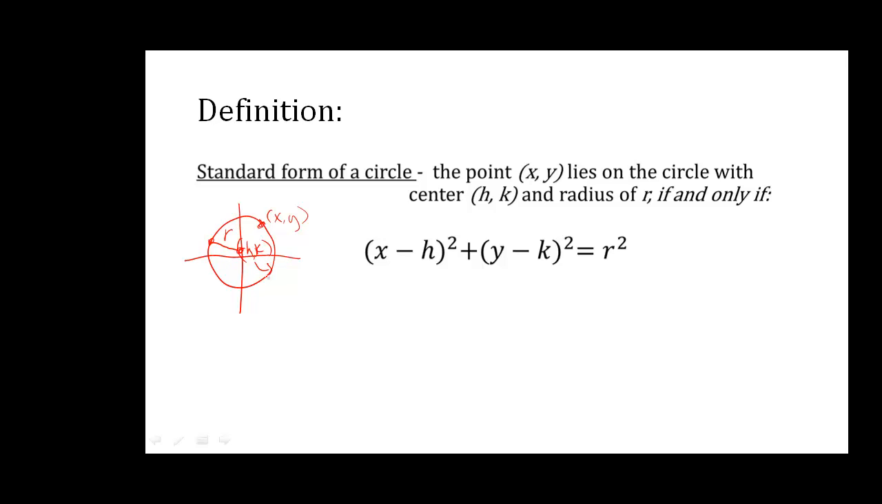HK, some of my students remember that because it goes in the order of Hello Kitty. Hello is your h, Kitty is your k. So, point outside the circle, the x value of the center, point outside the circle, y value of the center. Okay, the radius is the length from the center to the outside.